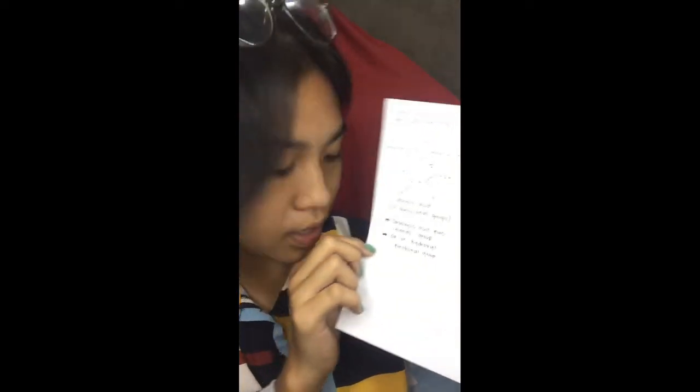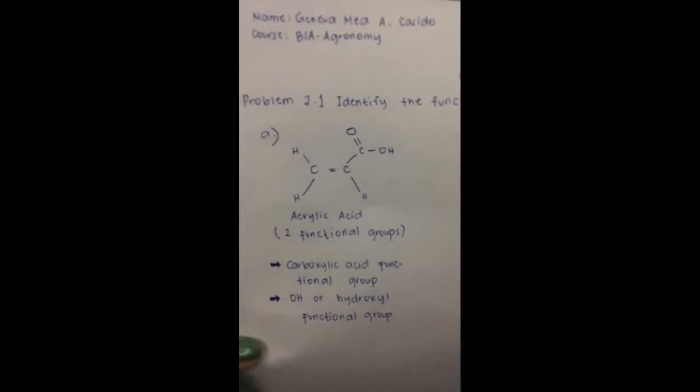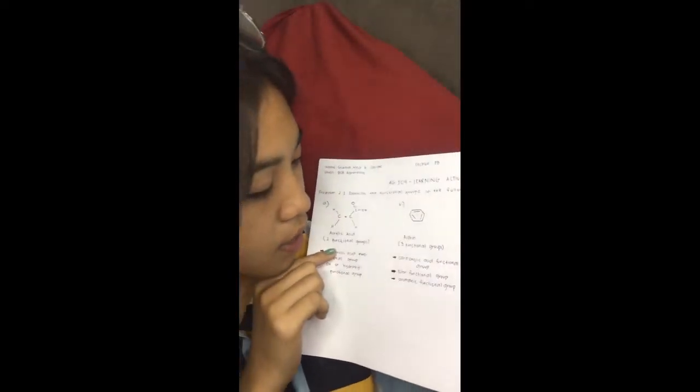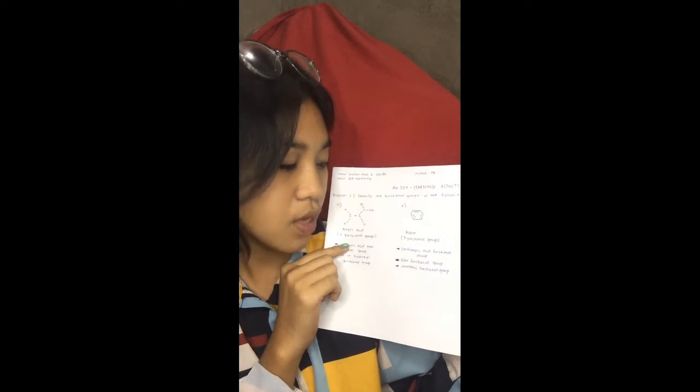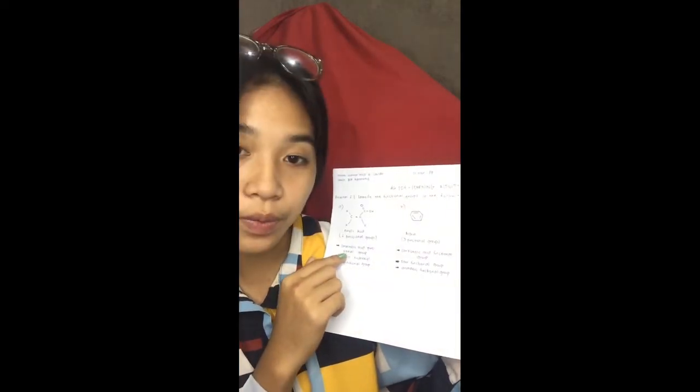So the first molecule is the acrylic acid, which has two functional groups. And its first functional group is the carboxylic acid functional group. And the second one is OH or hydroxyl functional group. The second molecule is the aspirin, and it has three functional groups: the carboxylic acid functional group, ester functional group, and the aromatic functional group.